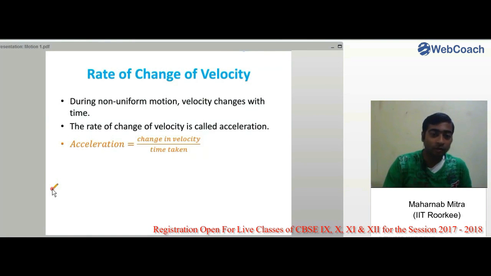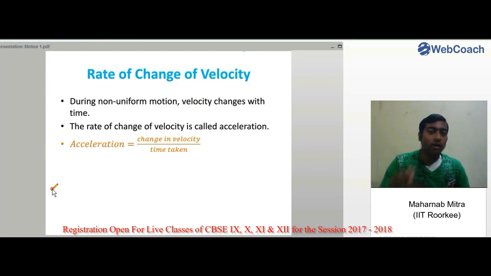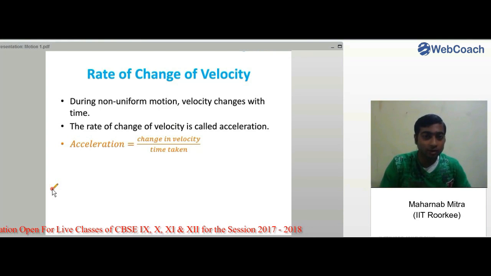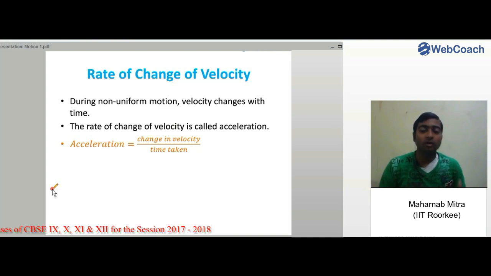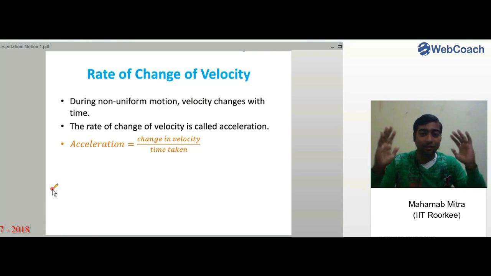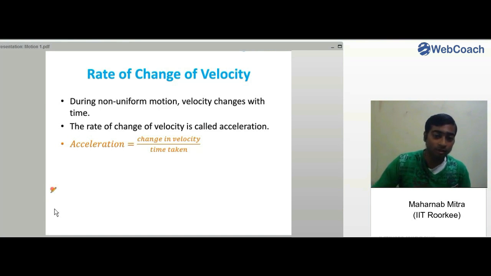Now we can find out acceleration by the given formula: change in velocity divided by the time taken, the time taken to change this velocity. Like if I am speeding a car from 30 km per hour to 60 km per hour in, suppose, 5 minutes, my acceleration will be the change in the velocity divided by the time taken for the change, which is 5 minutes, right?